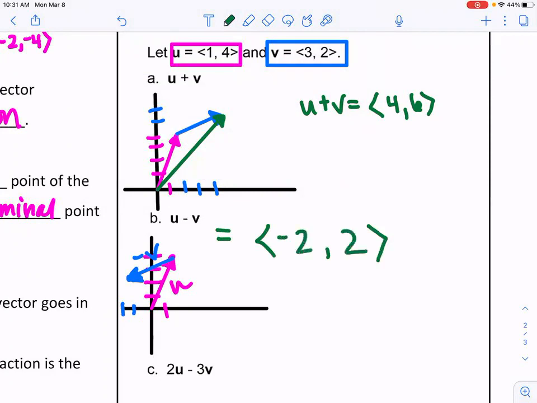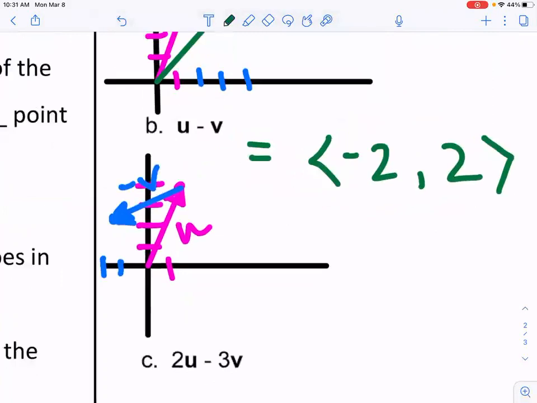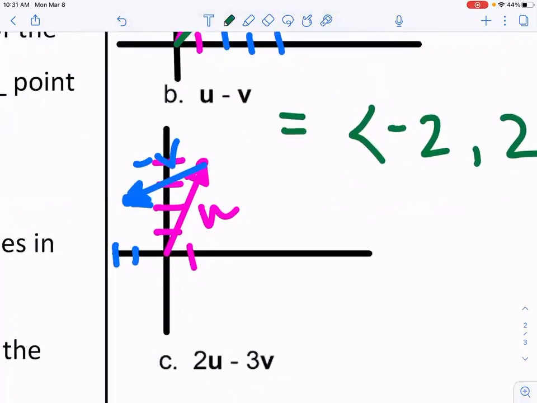-2, 2. Okay, looking at my picture here, if I graph u and then I tack on -v, we end at the coordinate -2, 2. Okay, geometrically, that is what is happening.